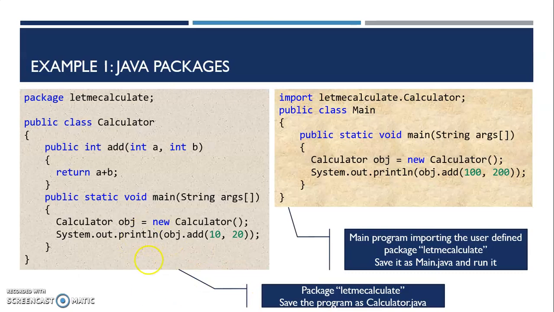So here this is an example of developing a Java package. I'm going to develop a package named Let Me Calculate. So the format of developing a package is to use the keyword package, and then give the package name.